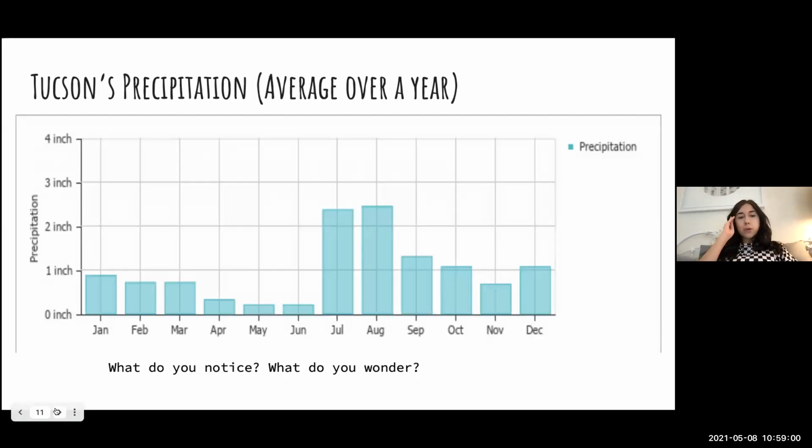And so we looked at this graph, and this is just an average over a year, and we just discussed what we noticed and wondered. And they noticed the current month that we are in, or were in last month, were like the lowest for precipitation values. But then they recognized, okay, over the summer, that makes sense. It's our monsoon season. They are going to have much more inches of water or rainfall come in.